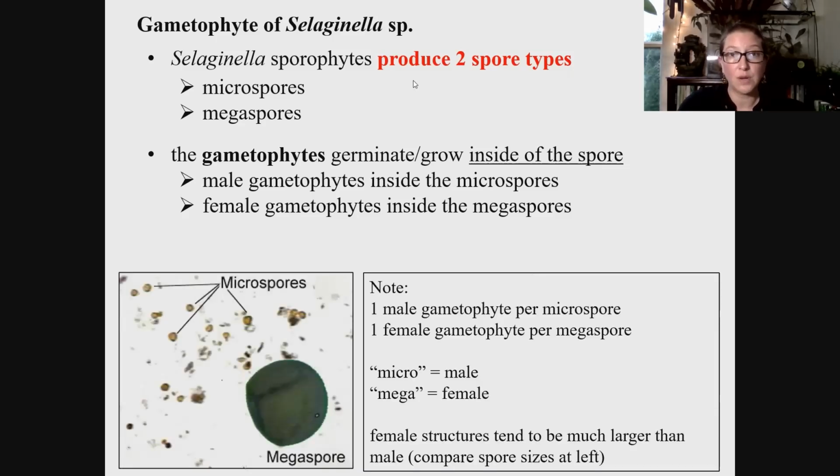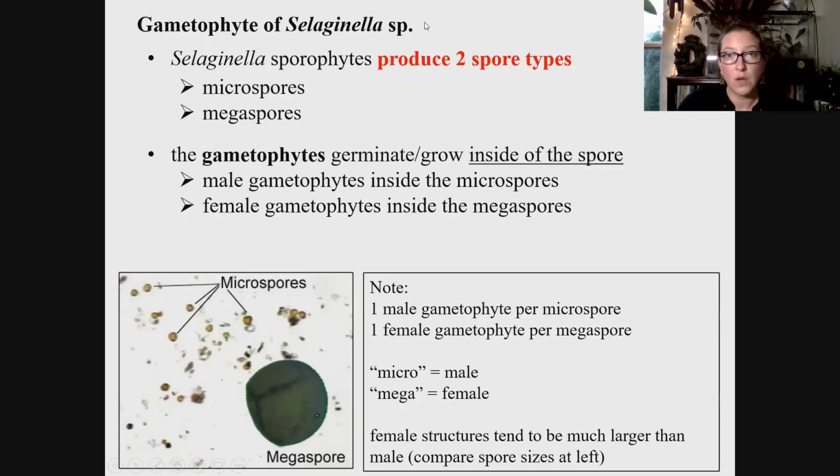Here is a picture to show you what I'm talking about. On the left here, you have a megaspore, which is this big giant ball. And all these little dusties around it are the microspores. Notice the size difference, hence why they are called microspores, and hence why the spore that grows the female gametophyte is called megaspore. So there's one male gametophyte plant per microspore, and there's one female gametophyte plant per megaspore. This is what I had just said.